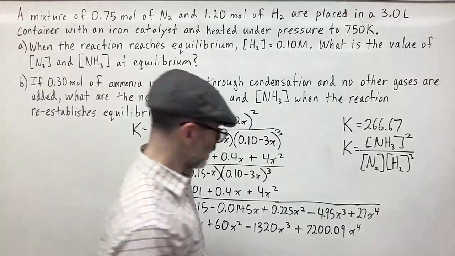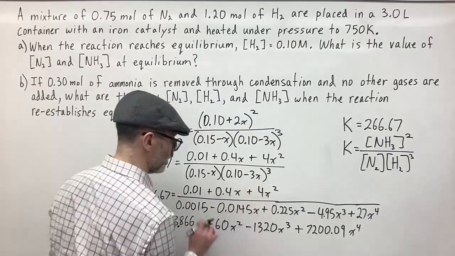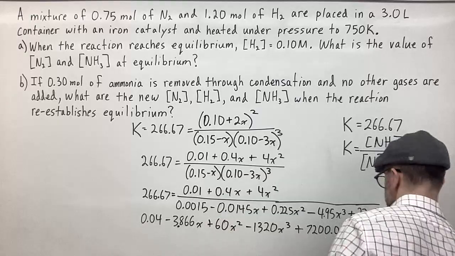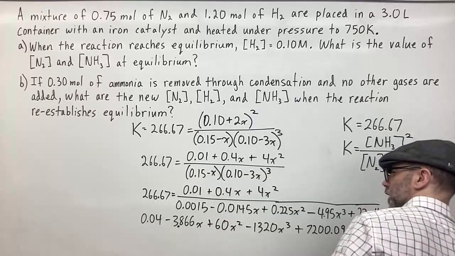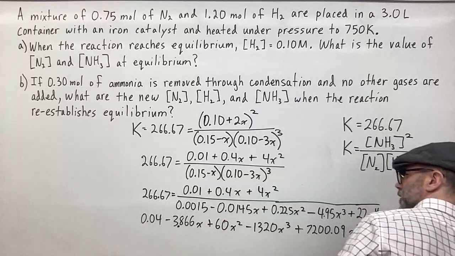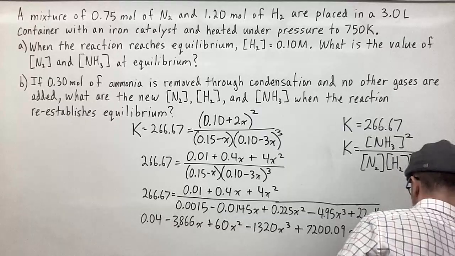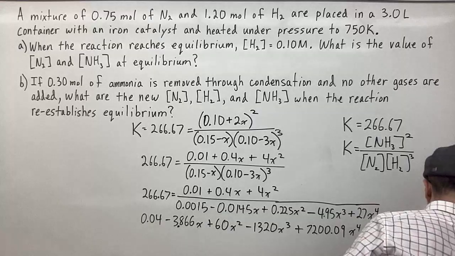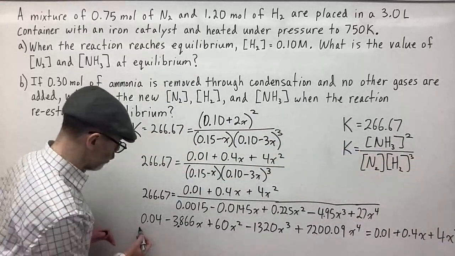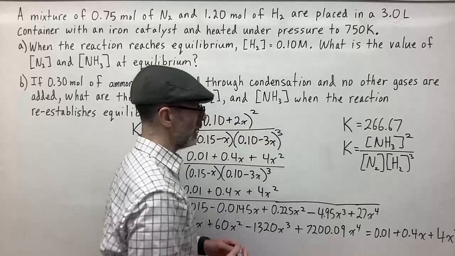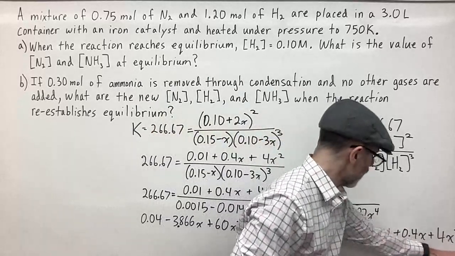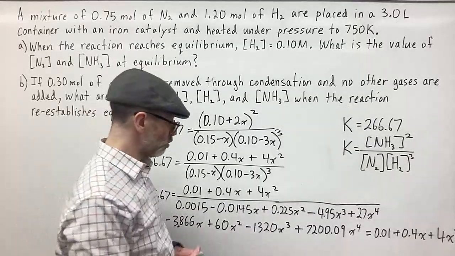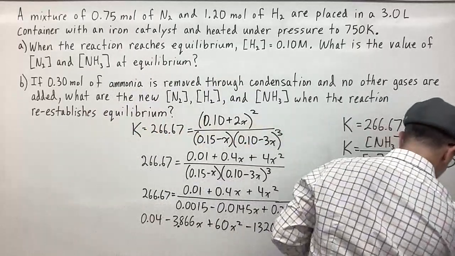And then that's going to be equal to this part on top. So that's going to be equal to 0.01 plus 0.4x plus 4x squared. So now you have this equation here. And then the last thing you need to do is subtract this and put it over here, so we have this equal to 0.